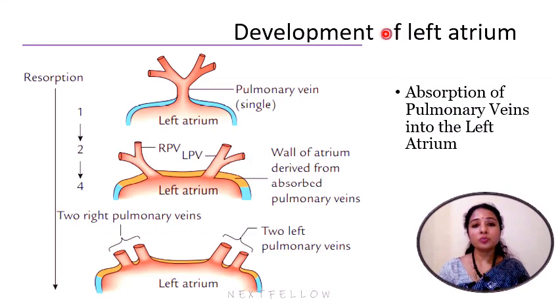The large smooth or posterior part of the left atrium is derived from the absorbed part of the pulmonary veins, while the small rough anterior part of the left atrium is derived from the primitive atrium proper. In short, the large smooth posterior part of the left atrium is derived from pulmonary veins, and the small rough anterior part from the primitive atrium or atrium proper.